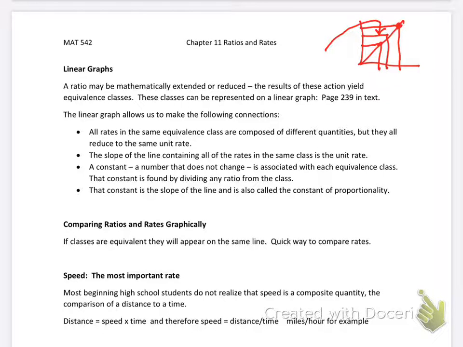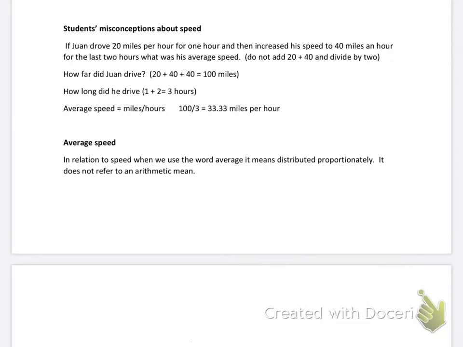So distance equals the speed, miles, times the time, hours. And therefore, speed equals distance divided by time, or miles per hour, for example, or kilometers per hour if you're in Canada. Okay, students' misconceptions about speed. So this is another thing about averaging things.